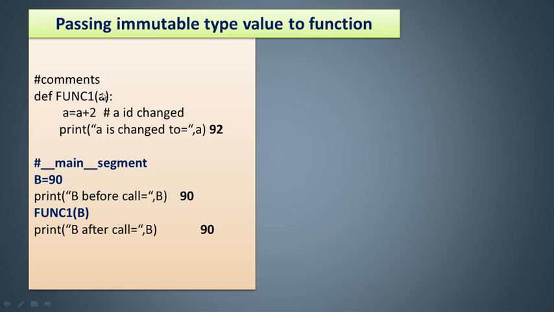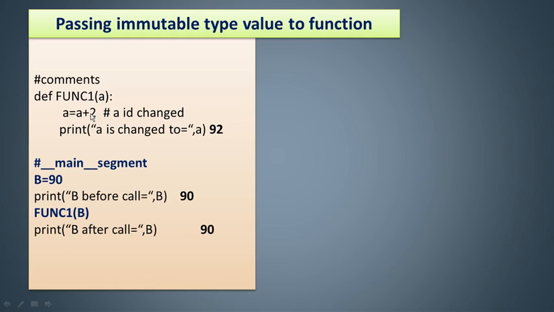Now this is passed to a. So now a equal to b. So b is now assigned to a. That means a and b both have the same id or same address, both are referring to it. Now after this, we have changed the value of a, that is a plus 2.